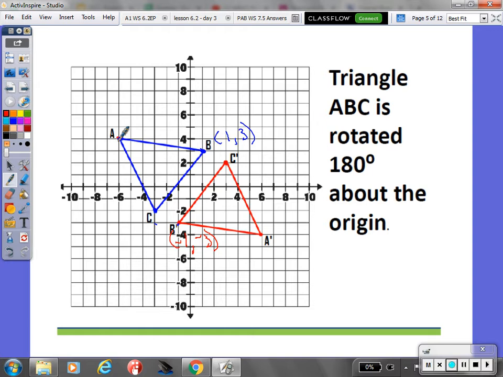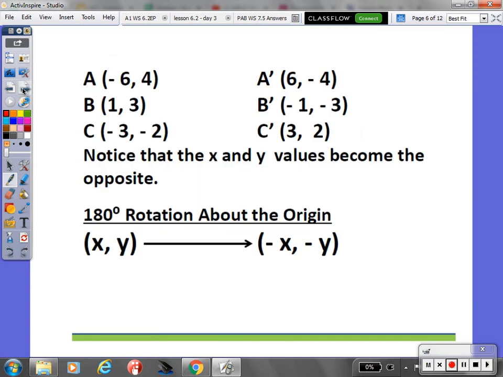2 quadrants. In quadrant 2, we have, again, remember, a negative, then a positive. But down in quadrant 4, we have a positive and then a negative. Well, they're opposites of one another, so you're taking the opposite of both of those. So that's our rule for 180 degree rotation. X and Y stay in their spots, just take the opposite of both of them.